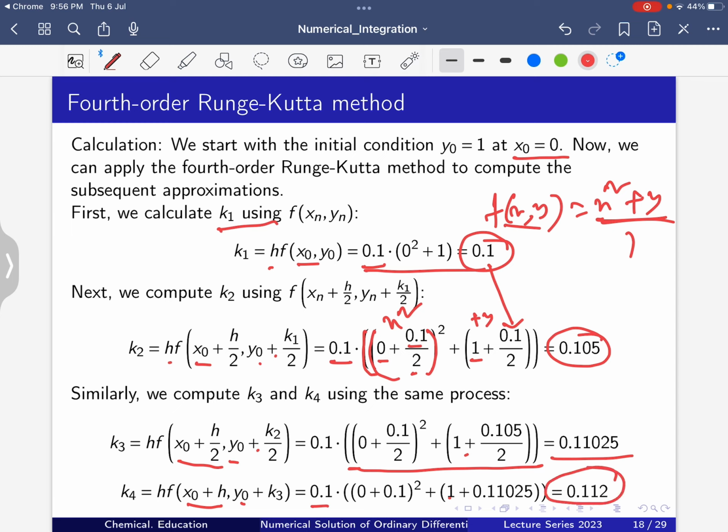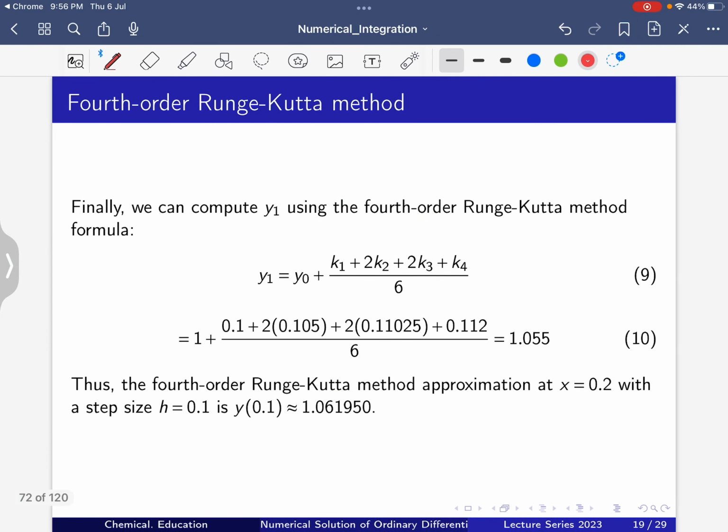After getting all these k1, k2, k3, k4, we have to calculate y1. y1 is y0 plus k1 plus 2k2 plus 2k3 plus k4, by 6. Now here plugging in all these values: y0 is 1, k1 is 0.1, 2 into k2 is 0.105, 2k3 is 2 into 0.11025, k4 is 0.112, divided by 6. After doing that, we can get 1.055.